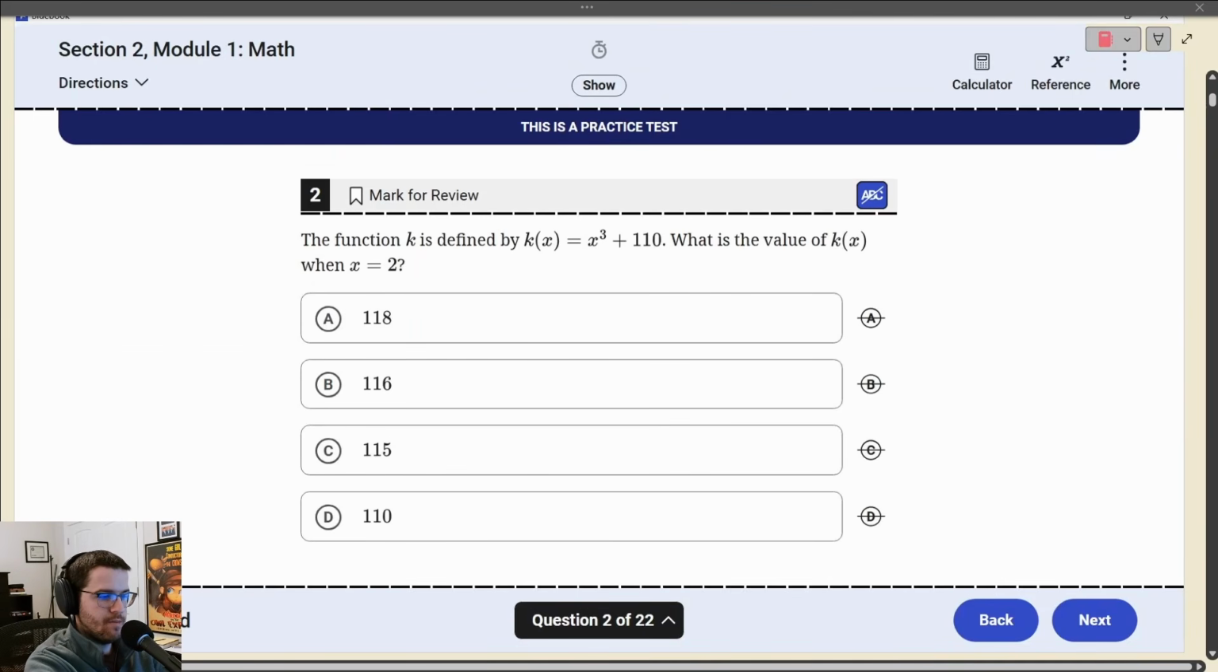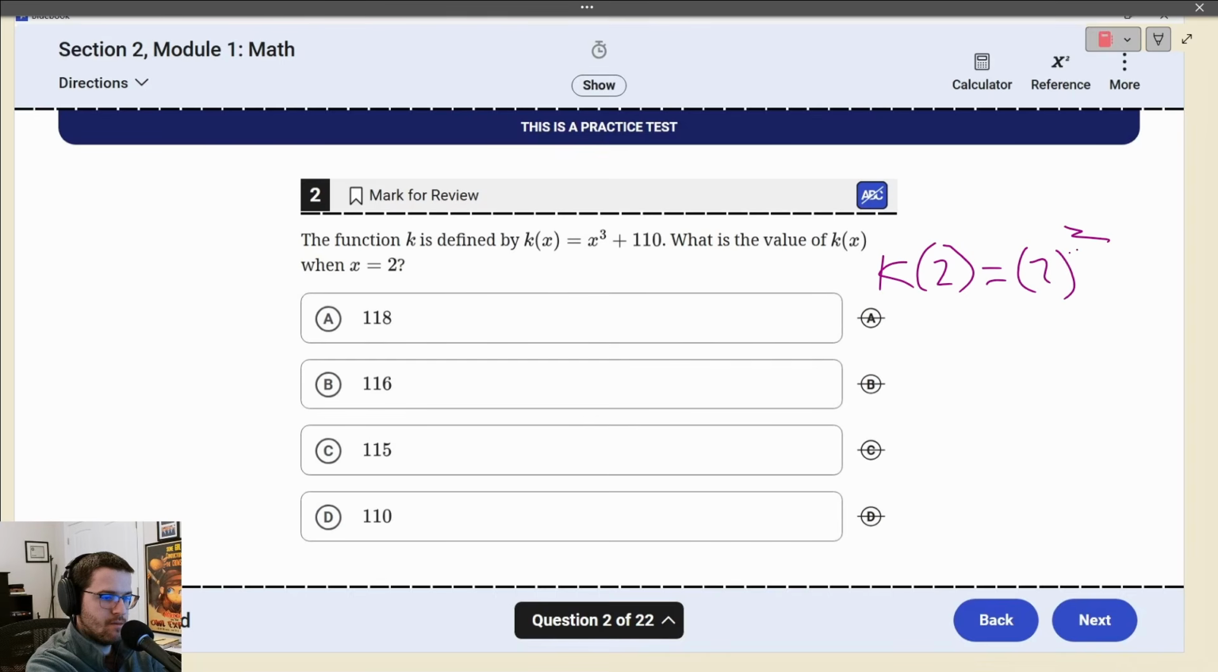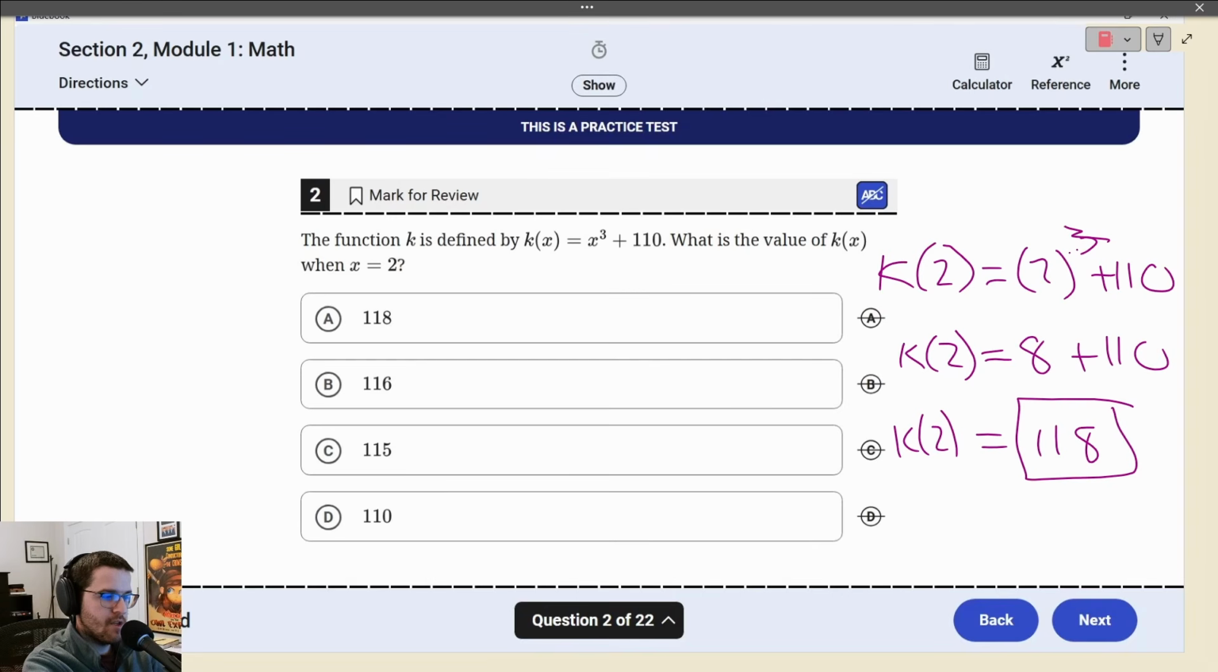Okay, question 2. So they're telling us that x equals 2, so we're going to replace all the x's with 2's. In other words, we're going to find k of 2. Always use parentheses when you substitute. Okay, so I've got 2 cubed. That is 8 plus 110. 8 plus 110 is 118. So the answer to this one is choice A.